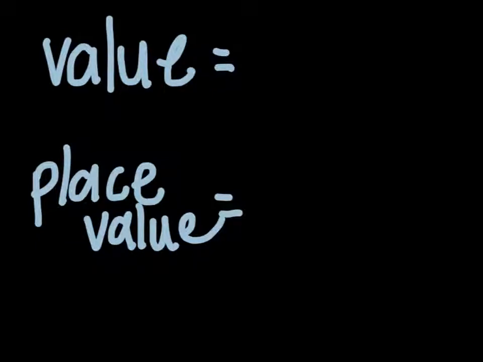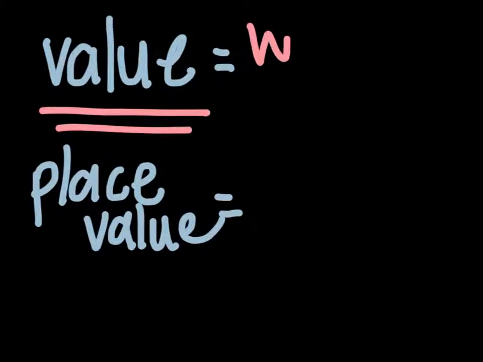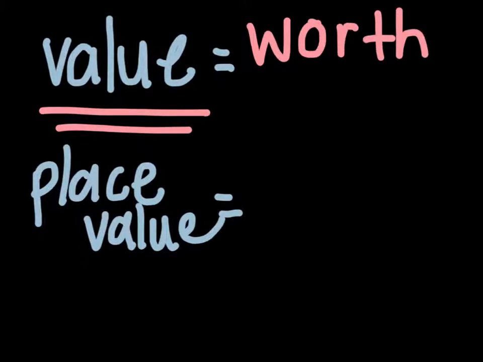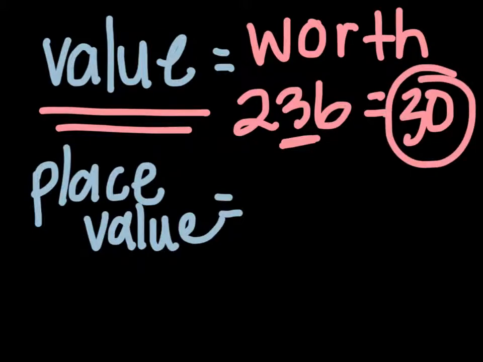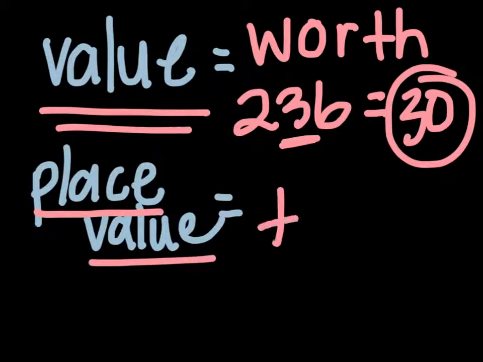So the 2 big things that I really need you to take away from this video are the 2 words value and place value. When you think about the value of a number, you're thinking about how much it's worth. So like this example in 236, that 3 isn't just worth $3, it's worth 30 because it's sitting in that tens place. So that number itself is worth 30, but the place it's in is the tens place.